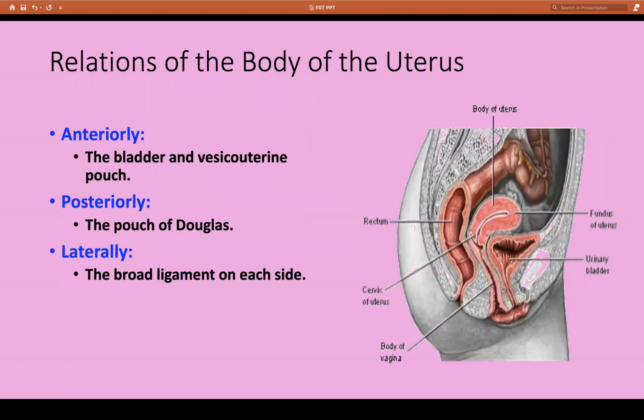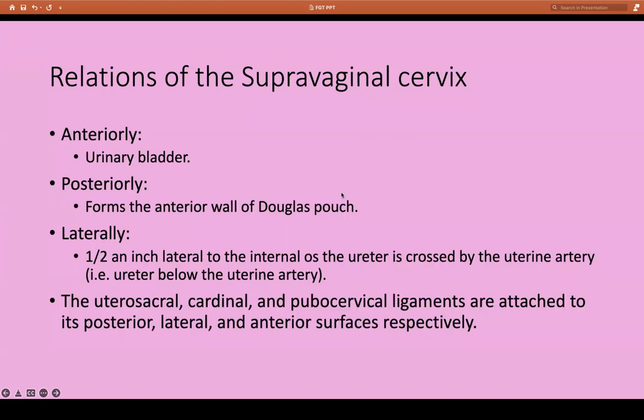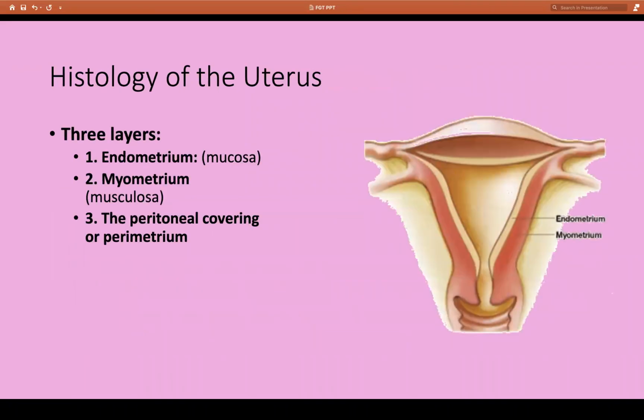What are the relations of the uterus? Anteriorly, the bladder and vesico-uterine pouch. Posteriorly, the pouch of Douglas, you can see here, and laterally the broad ligament. Supravaginal cervix relations: anteriorly the bladder, posteriorly it forms the pouch of Douglas, again laterally, half an inch lateral to the internal os, the ureter crosses the uterine artery, the ureter below the uterine artery. The uterosacral, cardinal, and pubocervical ligaments are the attachments to its posterior, lateral, and anterior cervix and keep it in place.